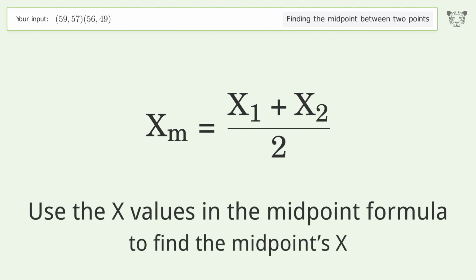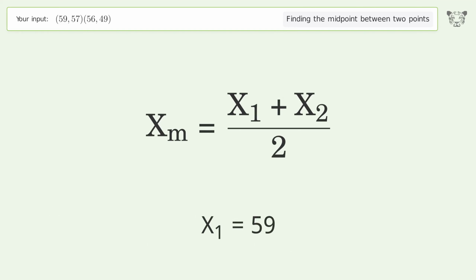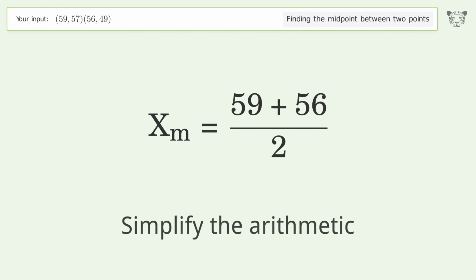Use the x values in the midpoint formula to find the midpoint's x. x1 equals 59. x2 equals 56. Simplify the arithmetic.